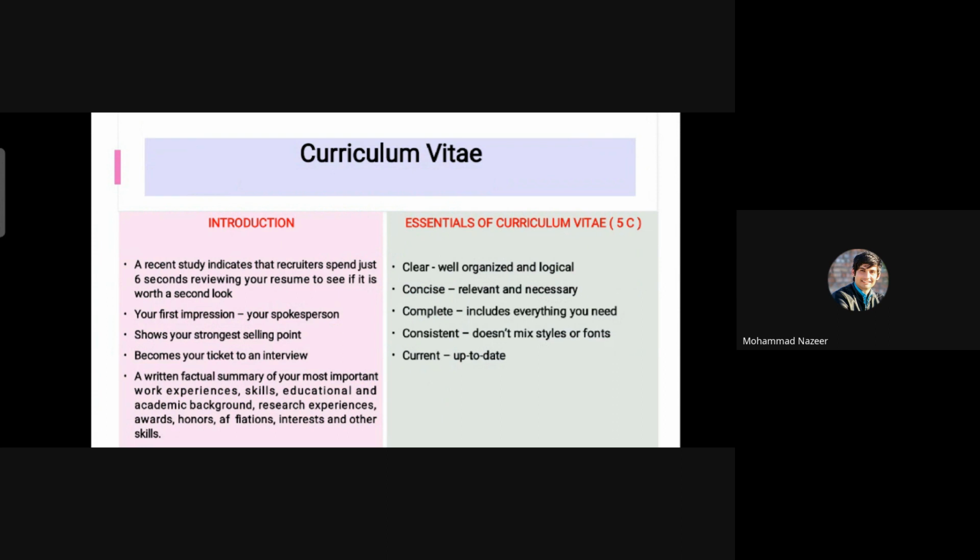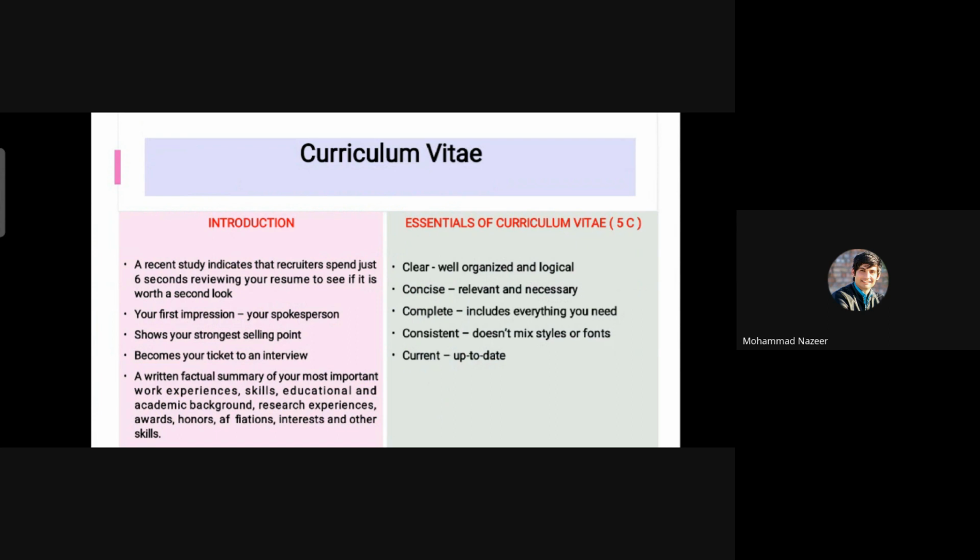and all these things are required. So this is how we structure a curriculum vitae. Whenever we are writing a curriculum vitae, it should always have your name and your date of birth. So this is how we structure it.